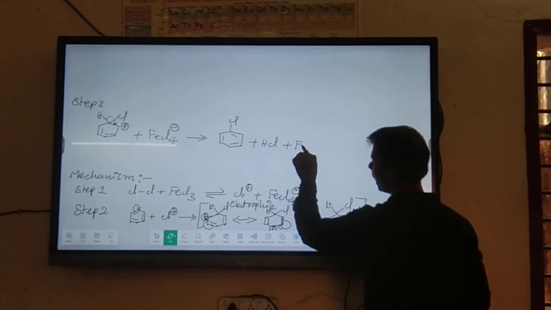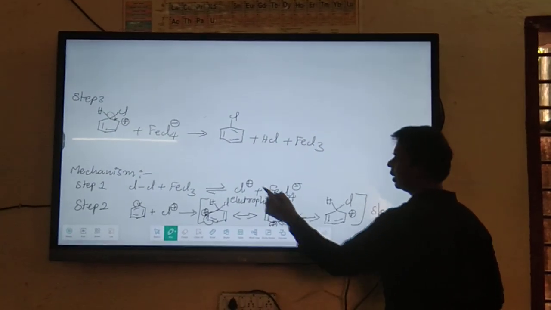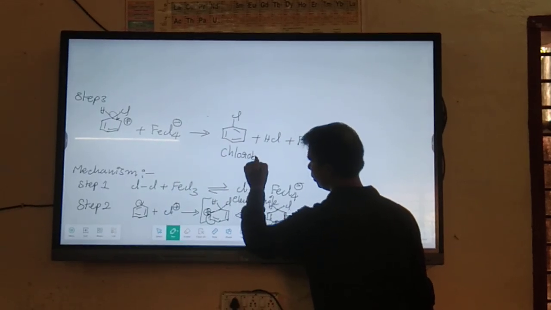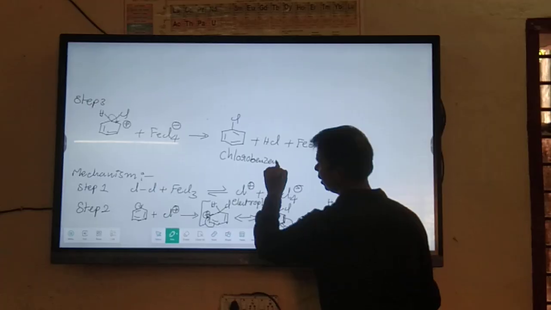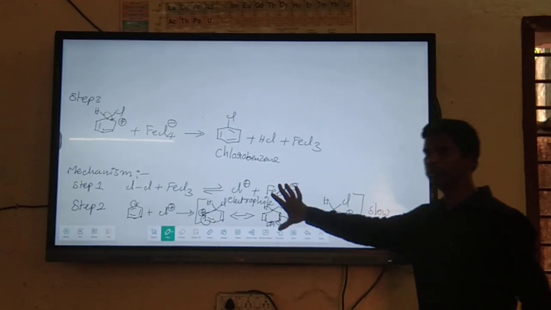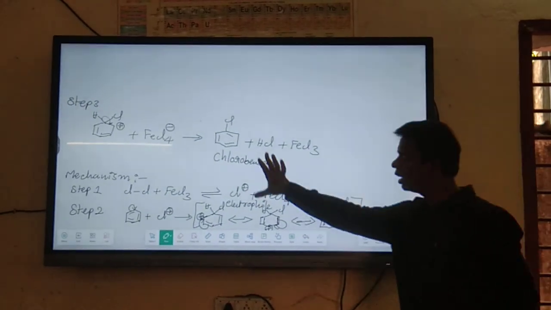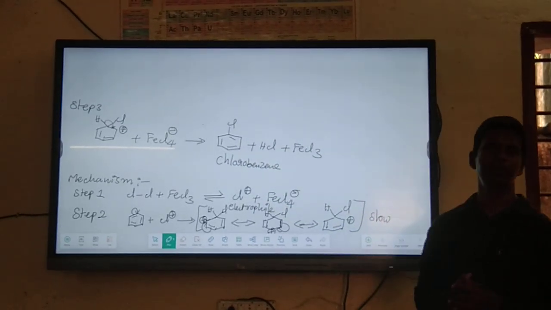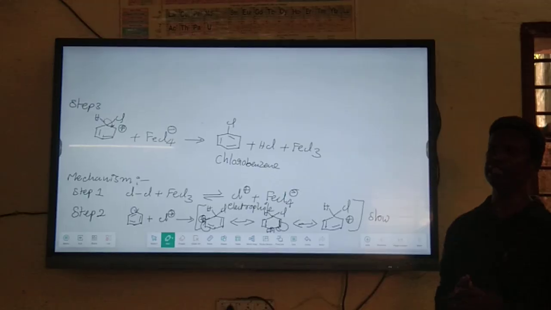So this is the chlorobenzene, and this is how halogen substitution occurs on benzene. Okay. Is there any doubt?